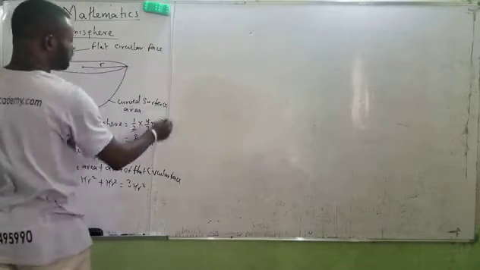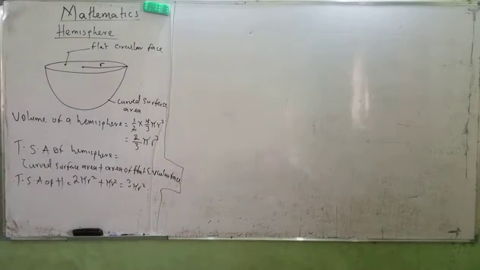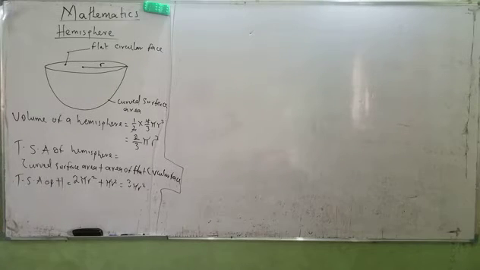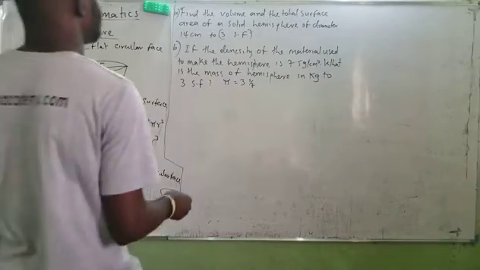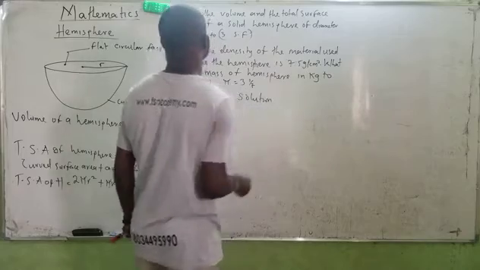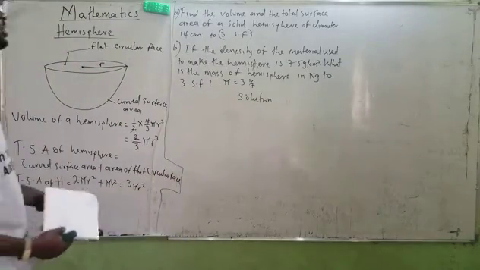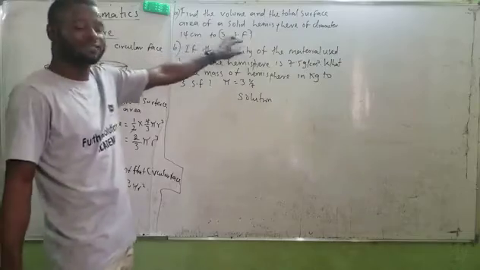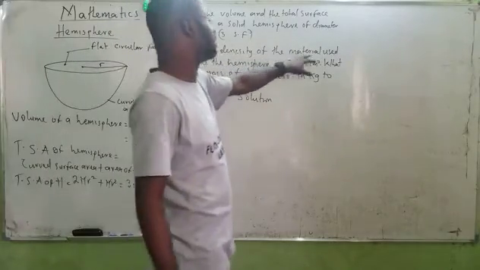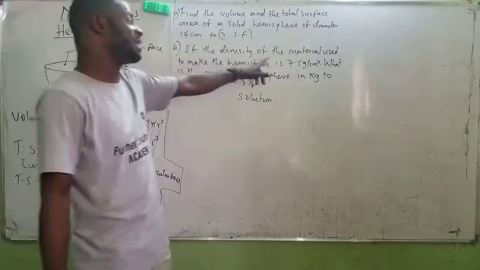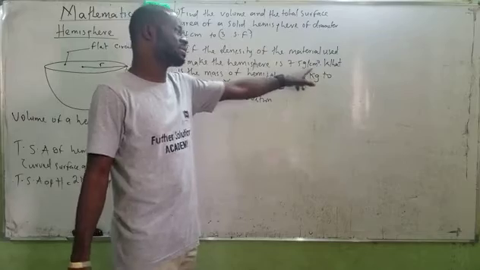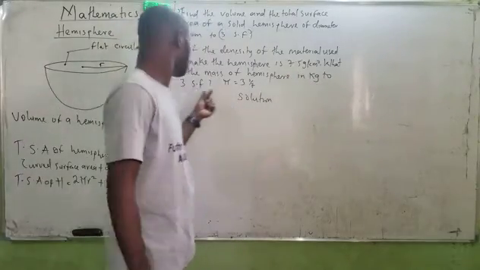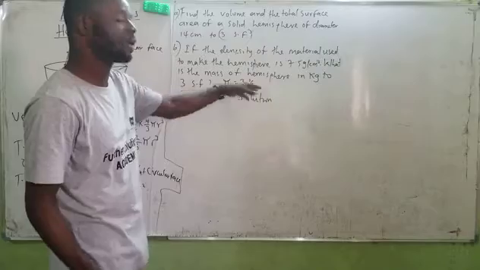For your information, let me show one or two questions that will help us illustrate. Permit me to write out the question. The question comes this way: find the volume and the total surface area of the solid hemisphere of diameter 14 centimeters to 3 significant figures. If the density of the material used to make the hemisphere is 7.5 grams per cm cubed, what is the mass of the hemisphere in grams to 3 significant figures, taking pi as 3 1/7.